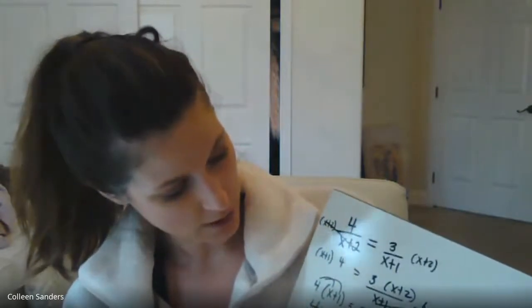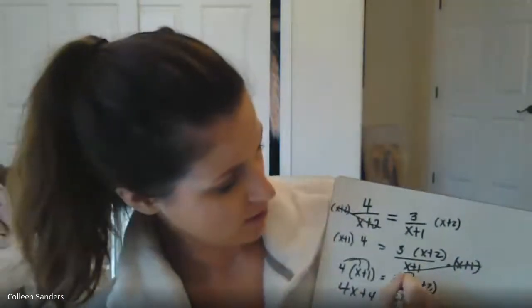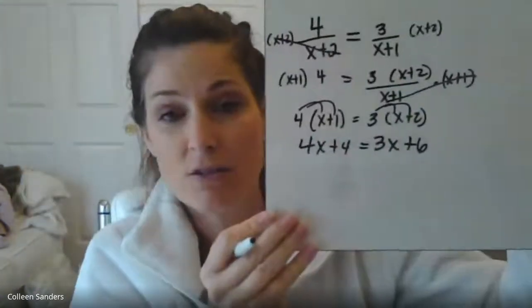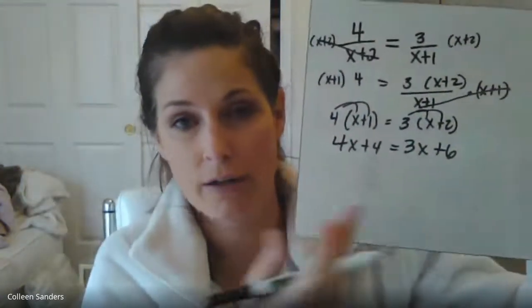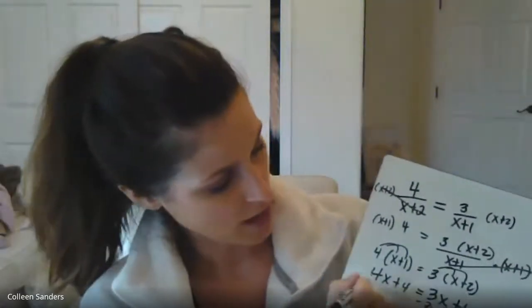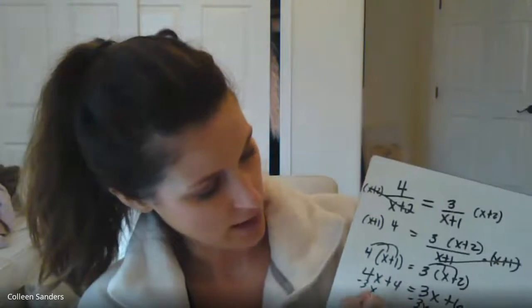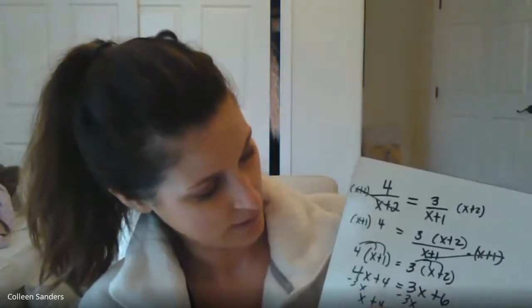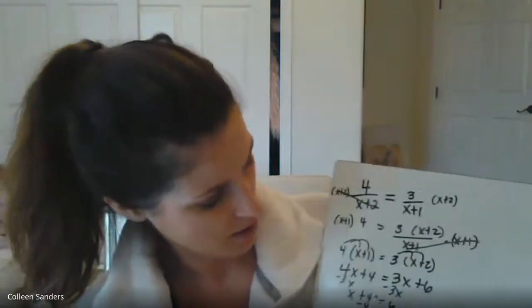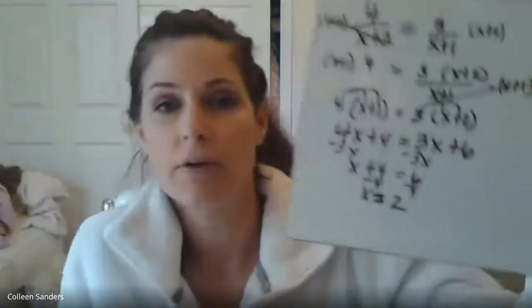So this would be 4x plus 4. This you distribute, 3x plus 6. And this is just back to solving equations. You're going to get all the x's on one side, the numbers on the other. So I'm going to subtract the 3x. I'll just be x. I got to subtract the 4. And so that would equal 2.